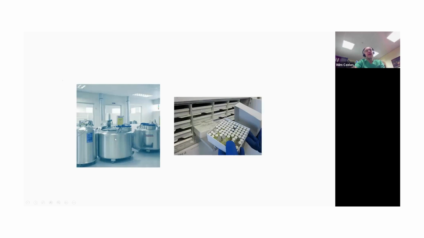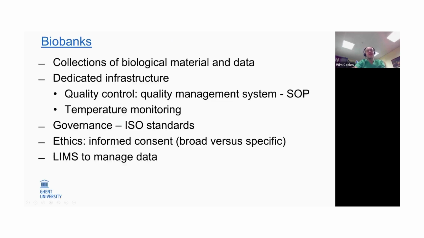So biobanking is important, and it's the first step in this type of translational studies. And you can collect biological material, but of course you also need to collect the data. If you have just samples without annotation, that's not really very valuable. You need the clinical data. You need to know from what patient the samples were acquired, and also you need to know what treatments the patient got, what the outcome of the patient was, and the survival status, the recurrence status, etc.